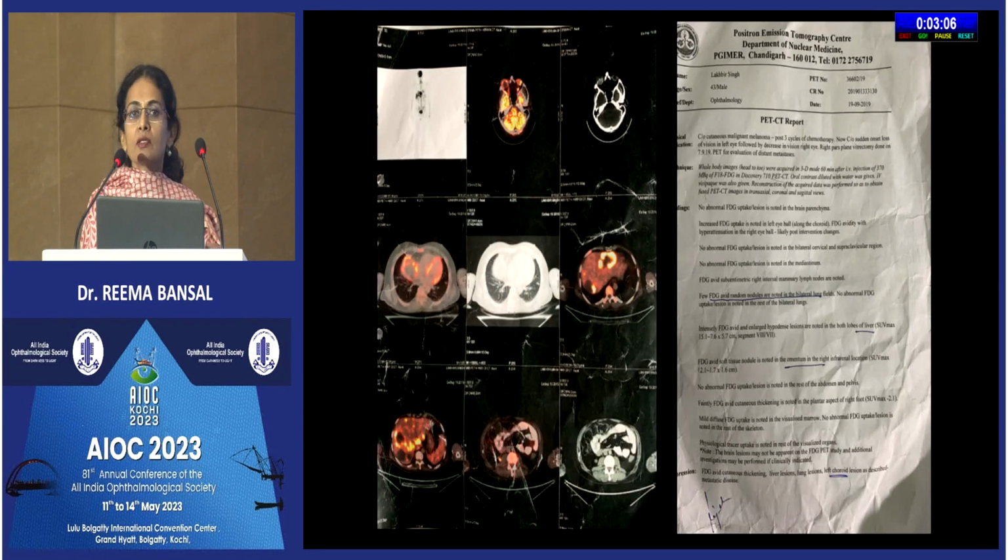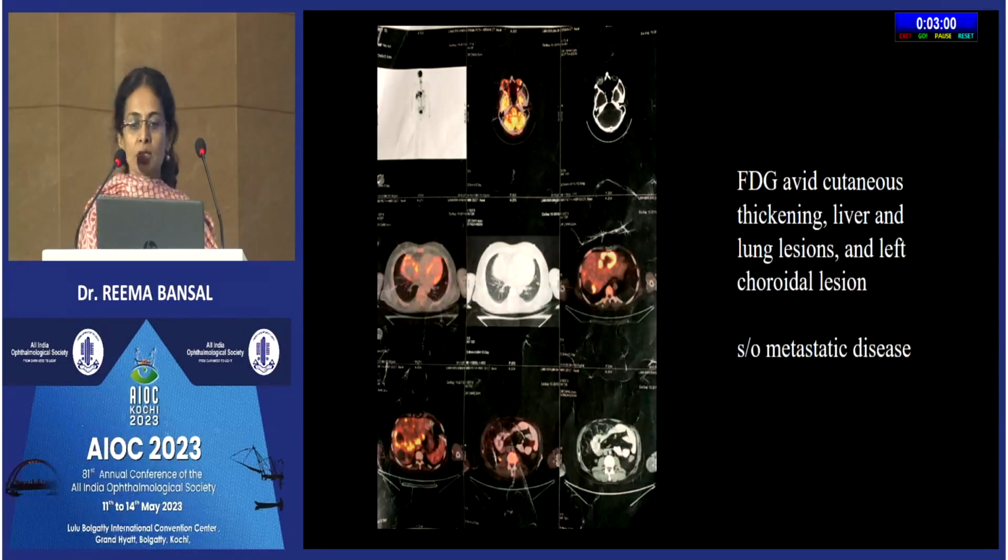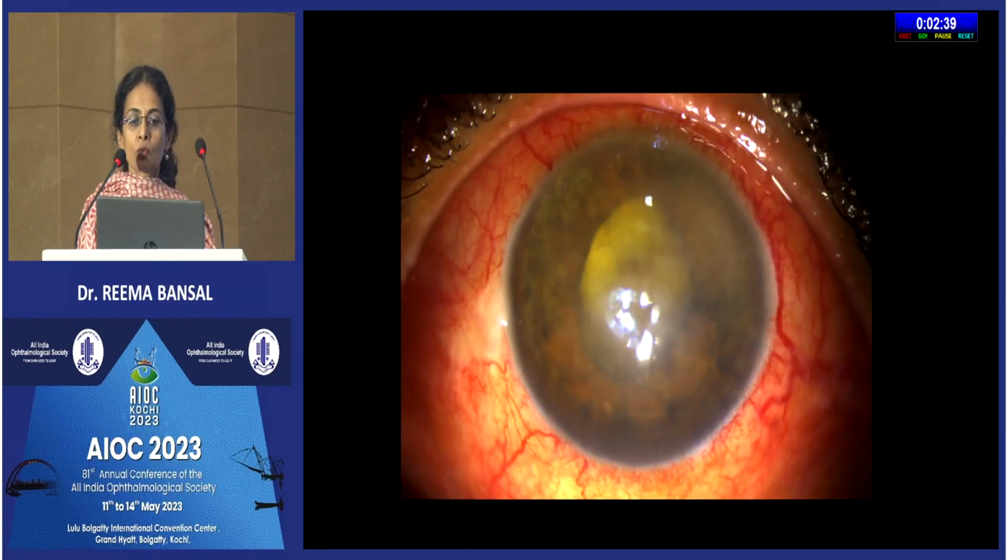We got the PET CT of this patient because we wanted to know what's happening. So the PET CT revealed there was avid uptake in the cutaneous thickening, in the liver and lung lesions, and in the left choroid. So this was suggestive of a metastatic disease. So the left eye, if you go back to the picture, the hypopyon was basically because of the metastasis in the left eye, the chemosis, probably it was everything in the orbit and the choroid. So this was the course of the left eye.